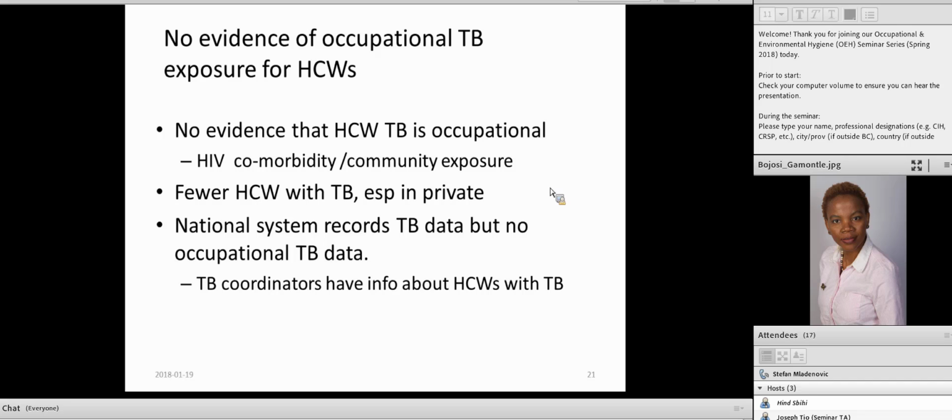So another thing is that the national system, the Botswana National TB Program, has a TB registry. Basically every person who goes through the health system who has TB is recorded in this system. But the form that they use doesn't record occupational title, so there's no way of knowing whether this person is a healthcare worker or not working. However, TB coordinators do have information about TB in healthcare workers. They do know that this person was working in this area and they had TB after such and such. But nationally, there's nothing.